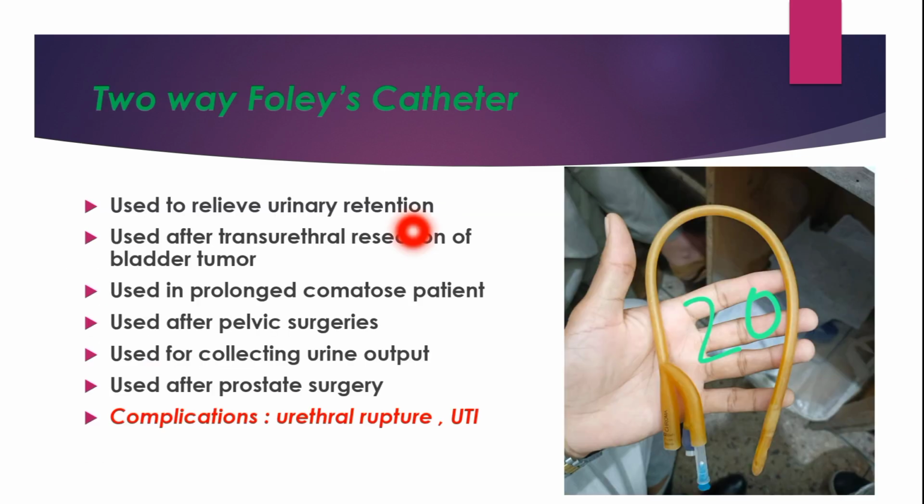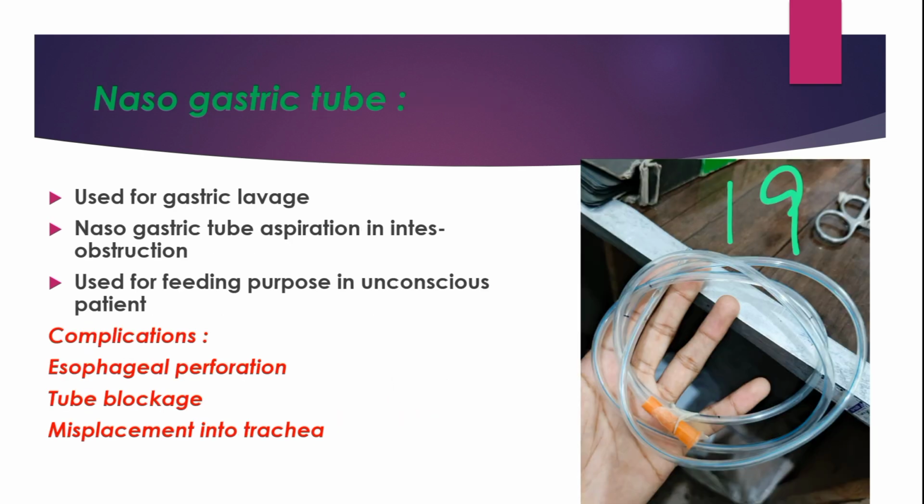examination. The second one is a two-way Foley catheter, and this two-way Foley catheter is used to relieve the urinary retention, and it is also used after the transurethral resection of the bladder tumor. It is also used in prolonged comatose patients, and it is also used after the pelvic surgeries and various gynecological surgeries, and it is also used for collecting the urine output, and it is also used after the prostate surgery. And the complications of the Foley catheter are urethral rupture and urinary tract infection.